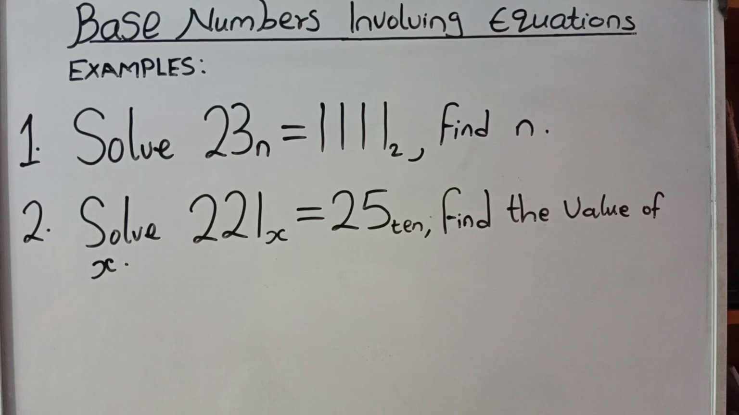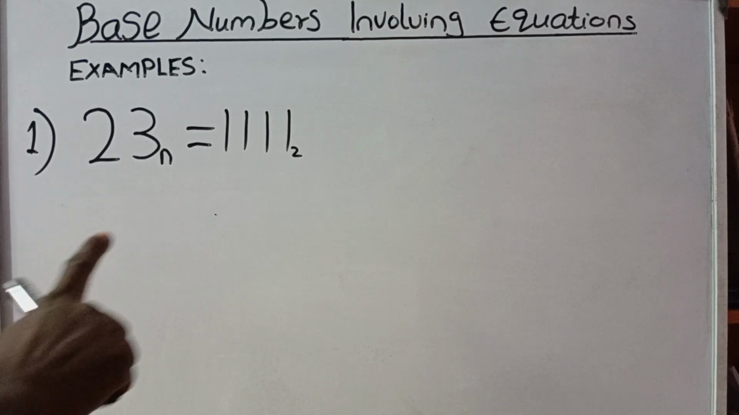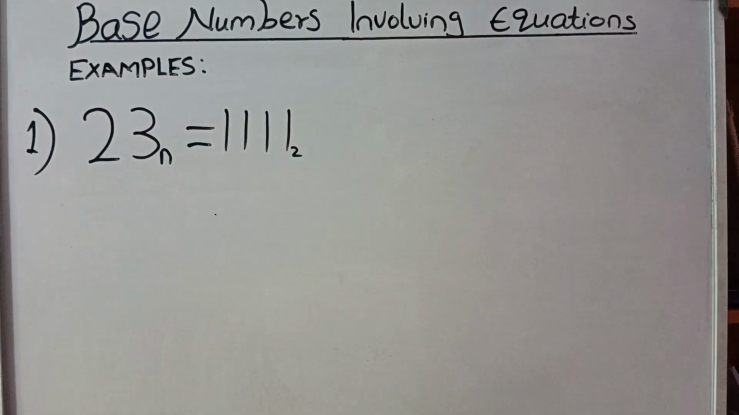So we're going to be solving these two questions. You have to pay very close attention to this particular example. All right, so let's get started. Number one. For the number one, we have 23 base n is equal to 1111 base 2.